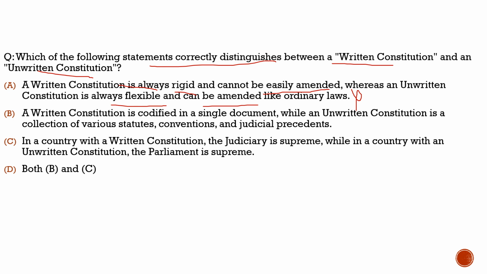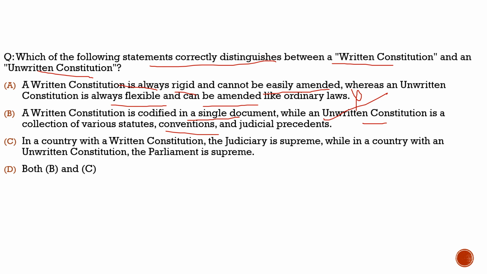Second statement, it says a written constitution is codified in a single document, while an unwritten constitution is a collection of various statutes, conventions and judicial precedents. 100% correct. That is exactly the definition, the difference between the two.